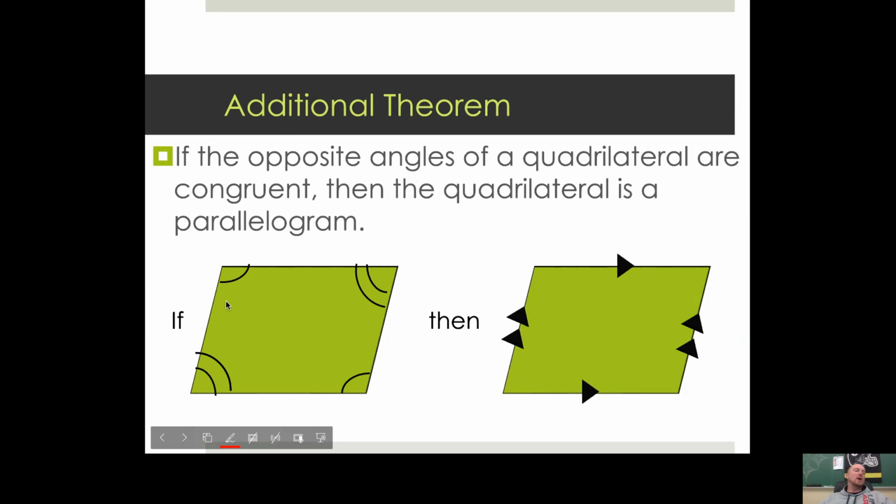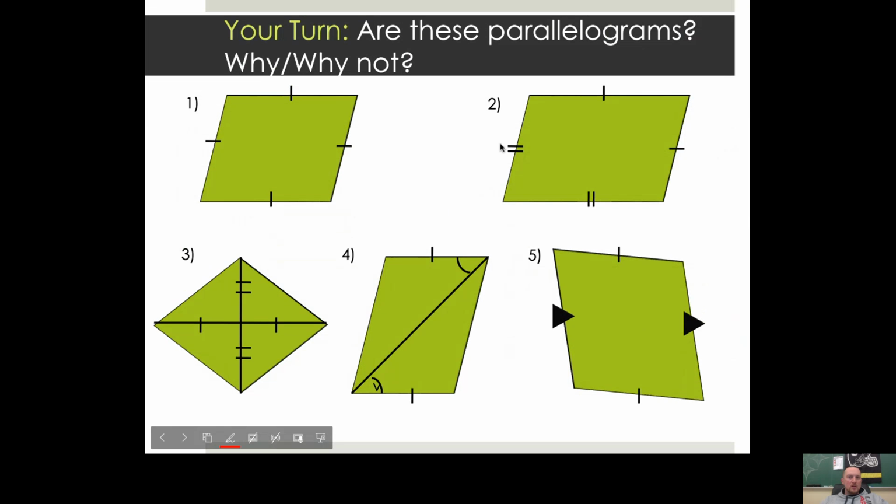Okay, and then your last way, it's just the converse of another one that we learned. If you have a four-sided figure where the opposite angles are congruent, then that shape is a parallelogram. So in our next video, we're going to talk about showing whether or not these are parallelograms.